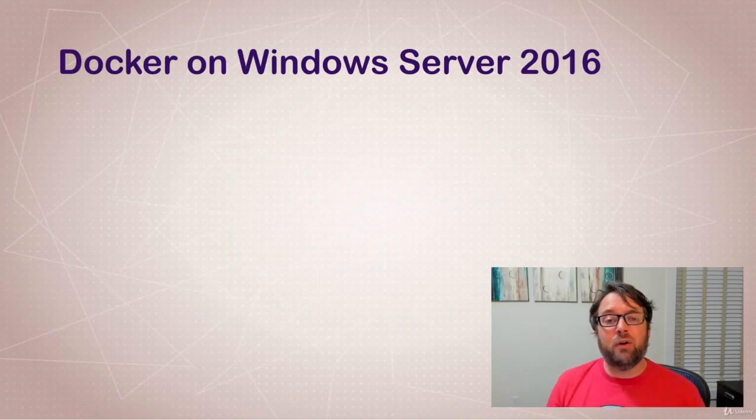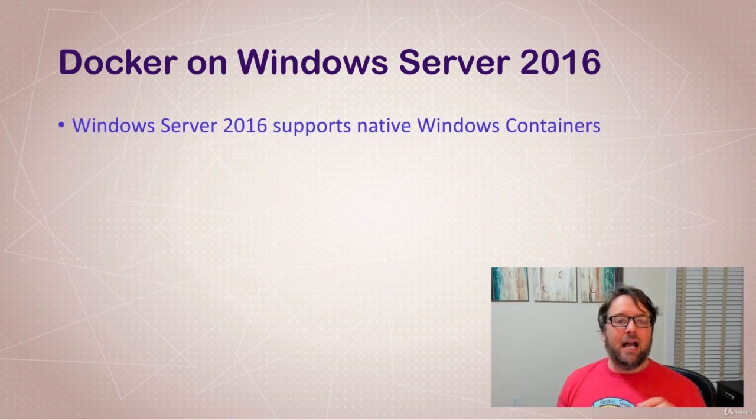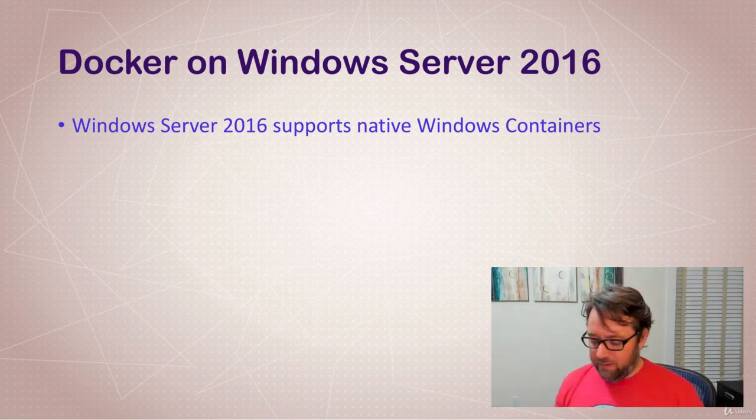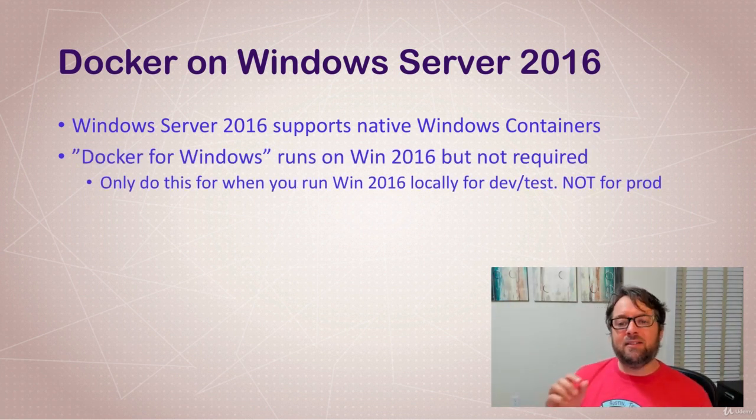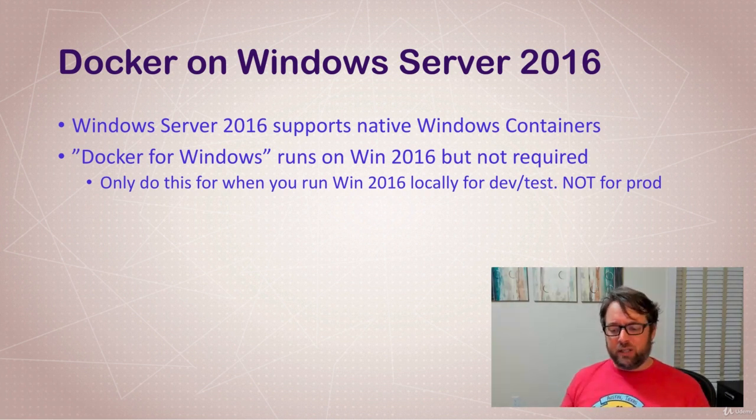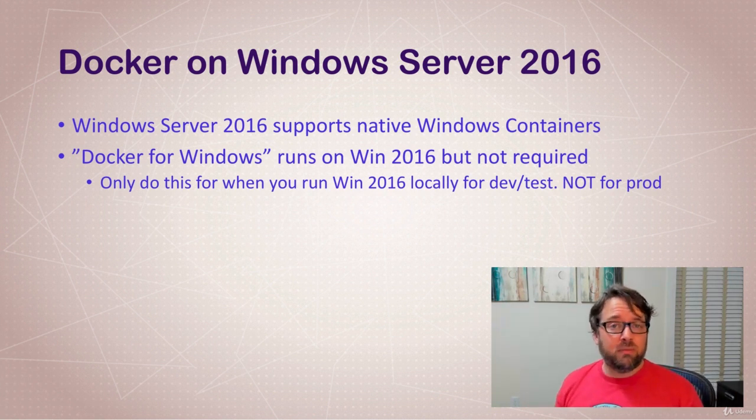And lastly, just a note about Windows Server 2016, as it is a part of this course and it supports Windows native containers. So it runs a Windows binary out of the box without Hyper-V or anything installed in a Docker container, which is pretty cool. It does also support Docker for Windows, but Docker for Windows is really a toolkit for local development and testing. It's not meant as a production tool. So the only reason I would tell you to do this is if you had Windows Server installed on your local machine as a replacement for Windows 10, right?